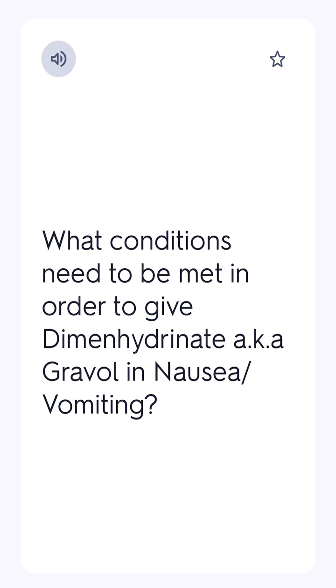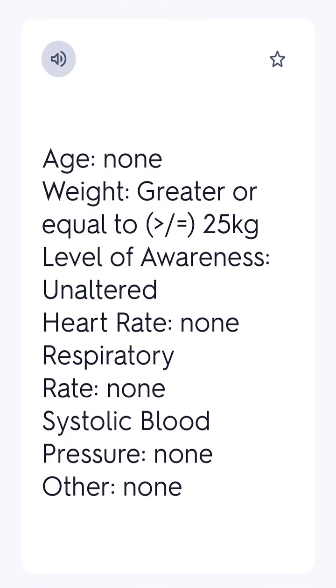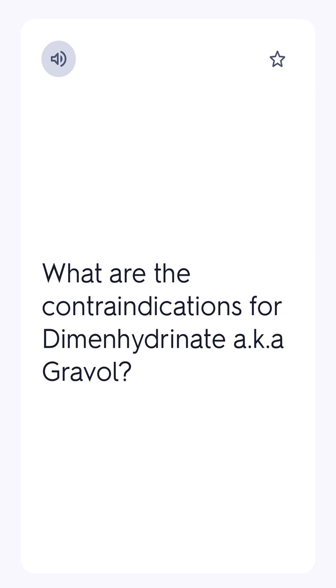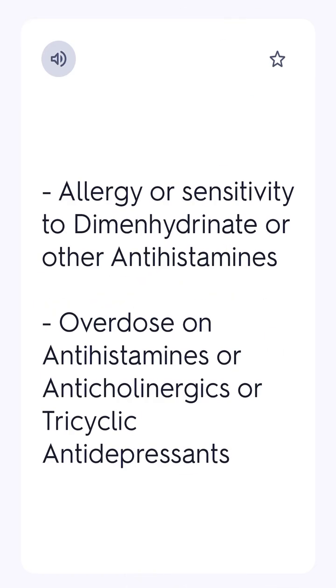What conditions need to be met in order to give dimenhydrinate, aka Gravol, in nausea and vomiting? Age, none. Weight, greater or equal to 25 kg. Level of awareness, unaltered. Heart rate, none. Respiratory rate, none. Systolic blood pressure, none. Other, none. What are the contraindications for dimenhydrinate? Allergy or sensitivity to dimenhydrinate or other antihistamines, overdose on antihistamines or anticholinergics or tricyclic antidepressants.